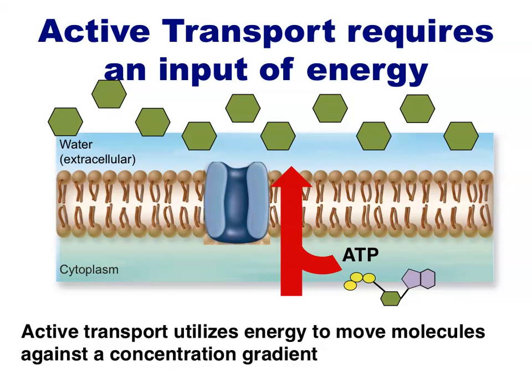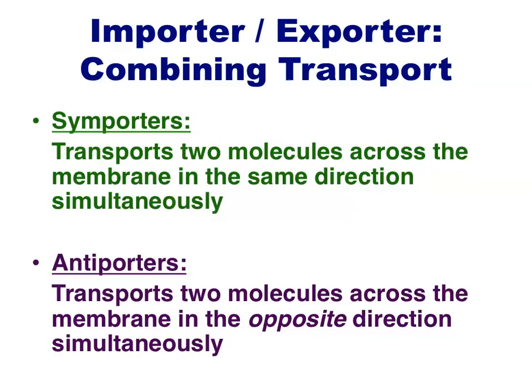Sometimes different types of transport can be combined. In a symporter, two different molecules are moved across the membrane simultaneously. They are also moved in the same direction. In contrast, antiporters move two molecules in opposite directions. These dual transporters can combine passive transport of one molecule and use the increase in entropy from that transport to support active transport or pumping of another molecule.